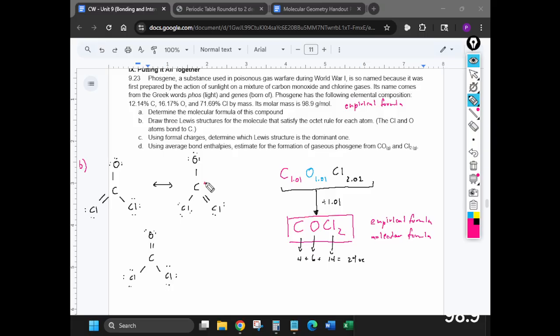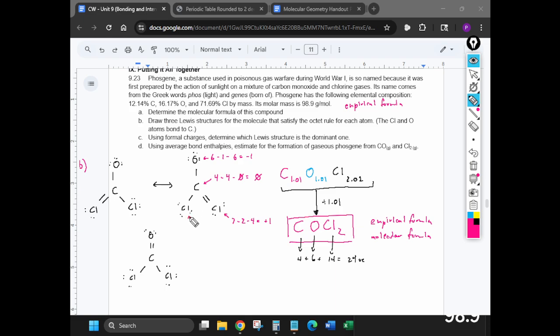Let's take a look at carbon right here. Carbon's formal charge will be 4 valence electrons. How many lines are connected to carbon? 4. How many lone pairs does it have? None. So this carbon right here will have a formal charge of 0. Okay, good start. Let's take a look at oxygen right here. It has 6 valence electrons. How many lines does it have next to it? 1. How many dots? 6. So this is going to be -1. Let's look at this chlorine right here. Chlorine has 7. How many lines next to this one? 2. How many dots? 4. Okay, so that's going to be +1.